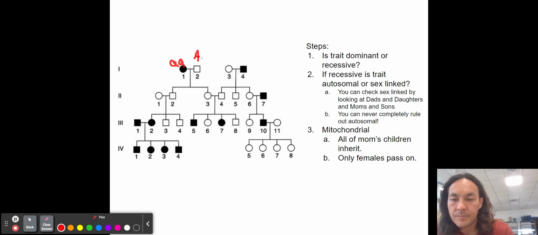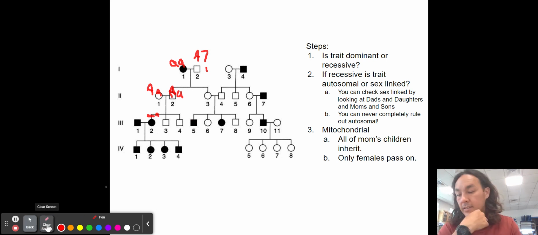Let's see. Well, hold on. Because this child is heterozygous, so capital A, little a. So this is capital A question mark. We don't know if they're capital A, capital A, or capital A, little a. This person is heterozygous, capital A, little a, and that's how they get this child who has the trait and these children who don't. So because it skips a generation, it's recessive.